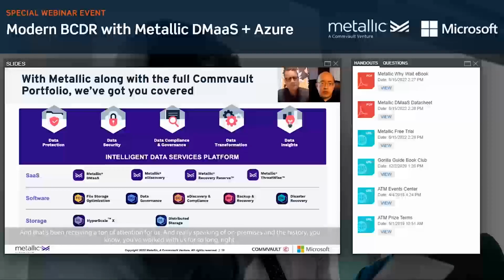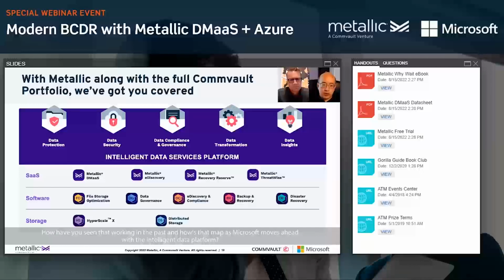And really speaking of on-premises and the history, you've worked with us for so long, right? And we've been very fortunate to be able to work with you on the whole portfolio of Commvault technology, right? You've been working with our software and our appliance capabilities for a very long time, and now layering Metallic on top of that, having it all work together, and really giving our customers that option of selecting how they want to consume our technologies is super important. And we have our intelligent data services, which I think, again, so well complements the Microsoft Intelligent Data Platform, right? How do you see that?